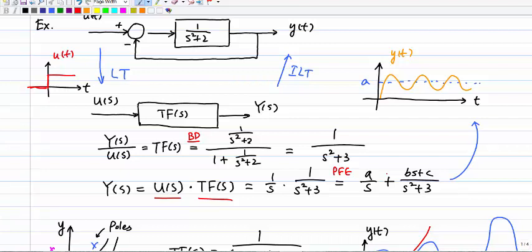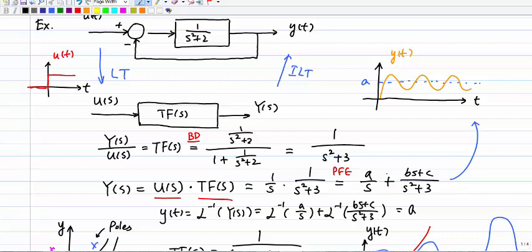If we take the inverse Laplace transform of Y(s), using the linear property, we get L inverse of A over s plus L inverse of (Bs plus C) over s squared plus 3. The first term is just A. For the second, if you look at the table, it is just a sinusoidal function, a sine or cosine function.